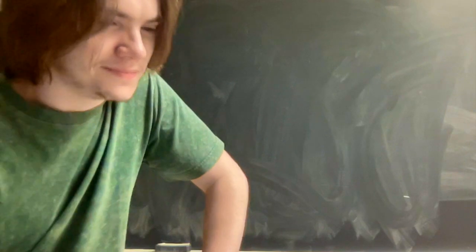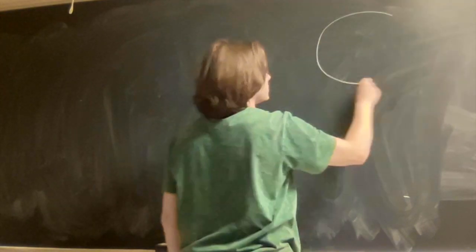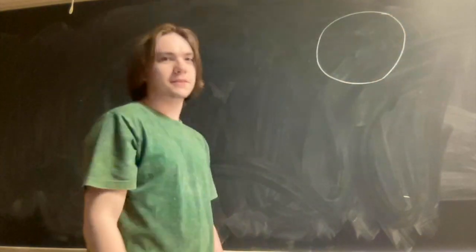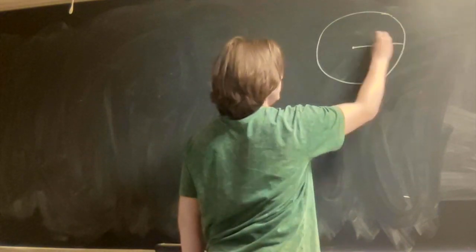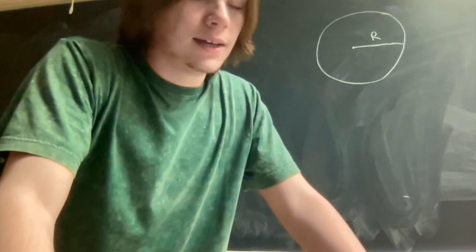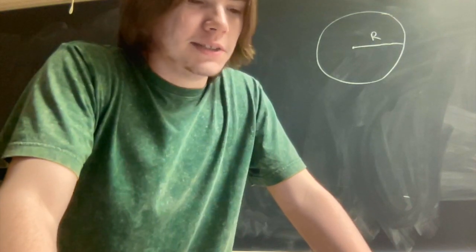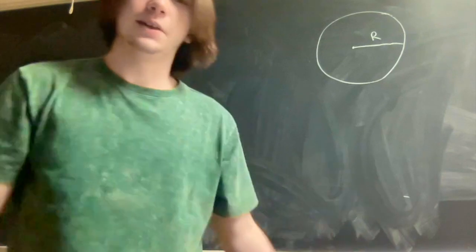So okay, we have a sphere. I'm just going to draw a circle because it's easier to draw a circle than it is to draw a sphere. It has radius big R. And what we need to do is use Gauss's law to find the electric field inside and outside of the sphere.